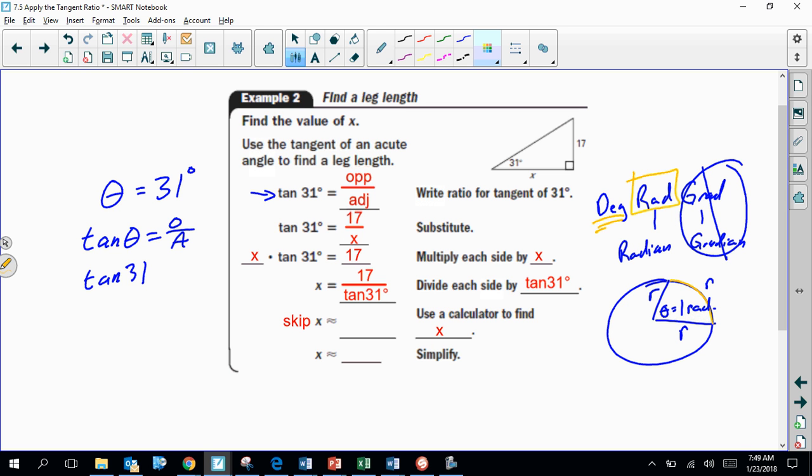So you need to make sure that your calculator is set to degrees before you type in 17 divided by tangent of 31, because one will give you the answer in degrees, one will give you your answer in radians. If you're not sure, ask somebody, come ask me, and I can show you how to do that. But 17 divided by the tangent of 31, when you type that into your calculator, you should get about 28.3. Okay, we carried it out to 3 decimal places because, in pre-AP math and AP math, that's the expectation, 3 decimal places.